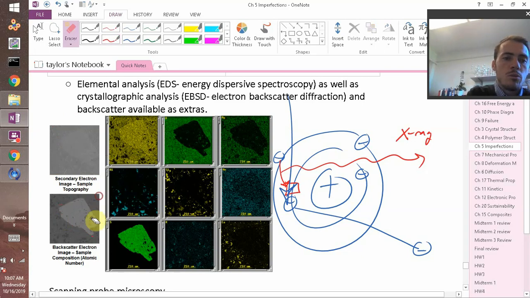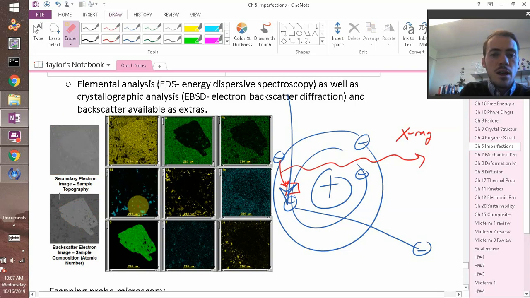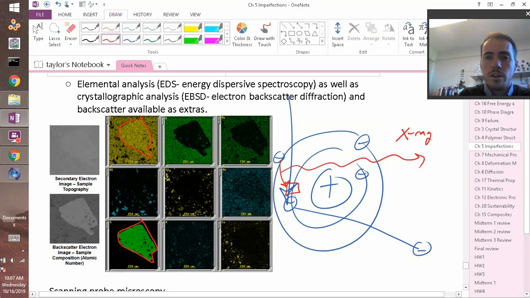You can say, all right, we're not just going to do secondary imaging. We're not just going to do backscatter. Now we're going to do elemental mapping. And you can see that, okay, here's sulfur. Sulfur is that particle, and it has a little bit of iron. So it's iron pyrite, maybe. It's FeS, some sort of compound with both iron and sulfur. Whereas if you look at oxygen, magnesium, they're definitely not present. There's no signal in that region.